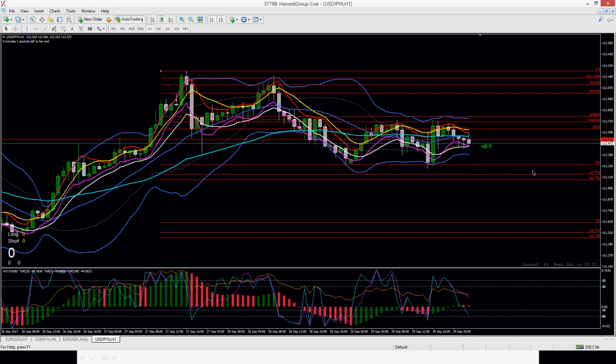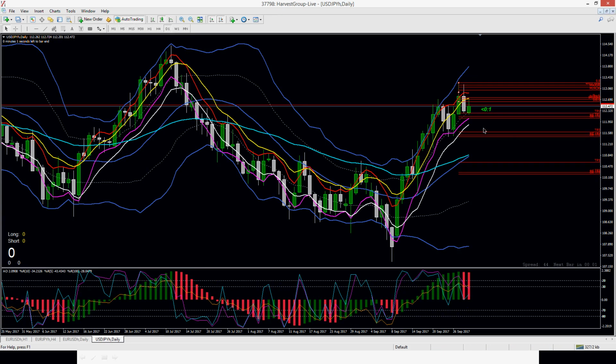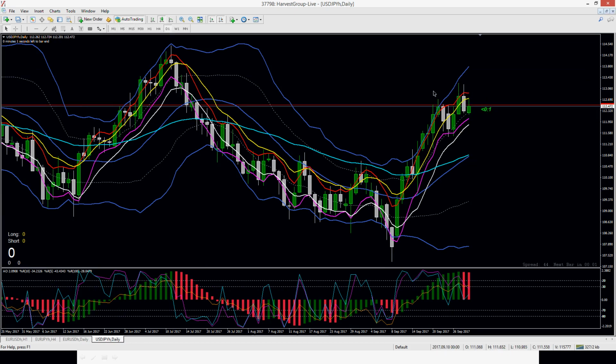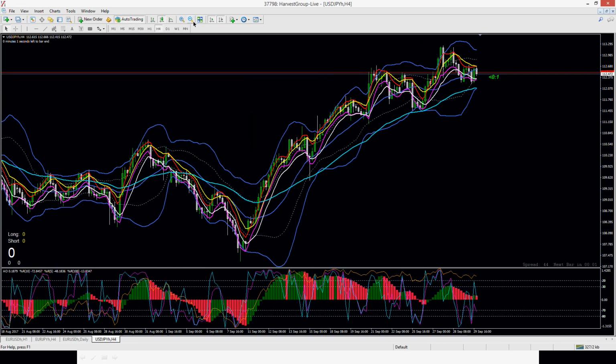So let's see where TP1 lands. So if you can see here, TP1 lands exactly at daily reentry. So you know you can use all of this stuff to solidify your analysis. And then obviously H4. Let me just check here.